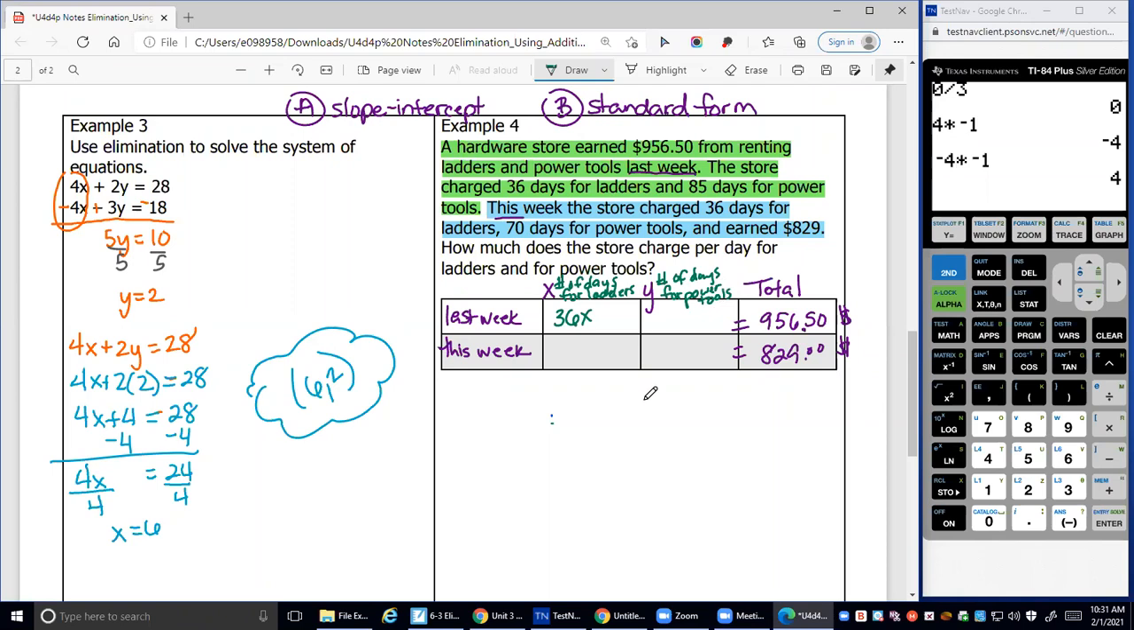Okay. And so if this one was 36x, this is probably going to be 85y, right? Good. You kind of have to keep in mind, you can't just say days, because you've got to know it's days for ladders and days for power tools, just to keep it straight. So knowing that, go ahead and in the chat, write the equation for this week.